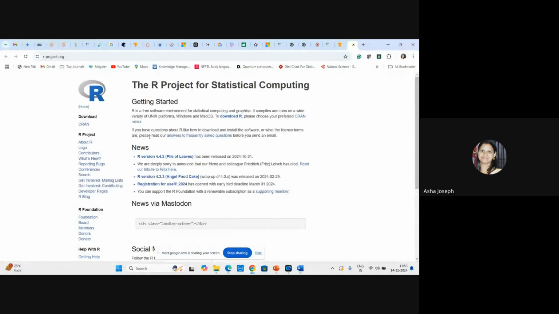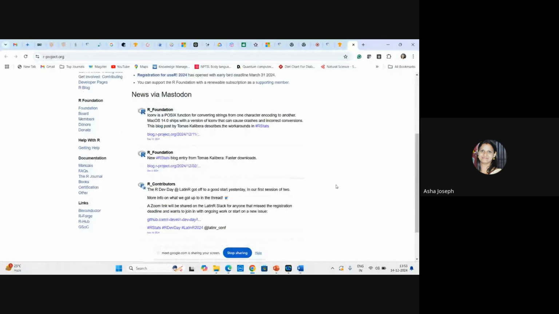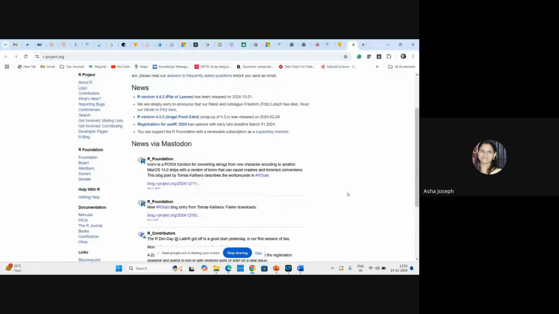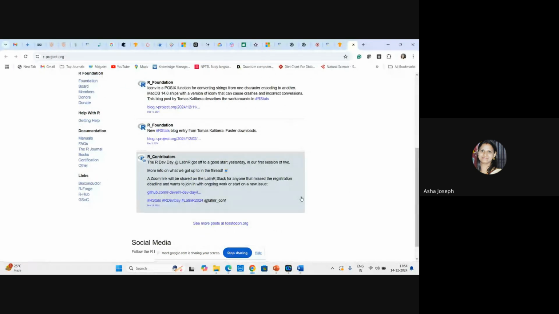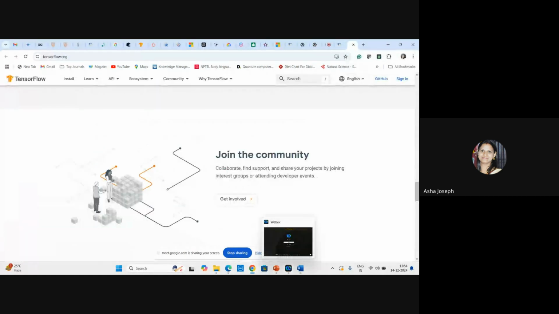R is another tool everybody is using. This is the R Project org site. If you visit it, here also you will find much useful information. So please make use of R. Even GitHub, you may be familiar with, you can make use of again.